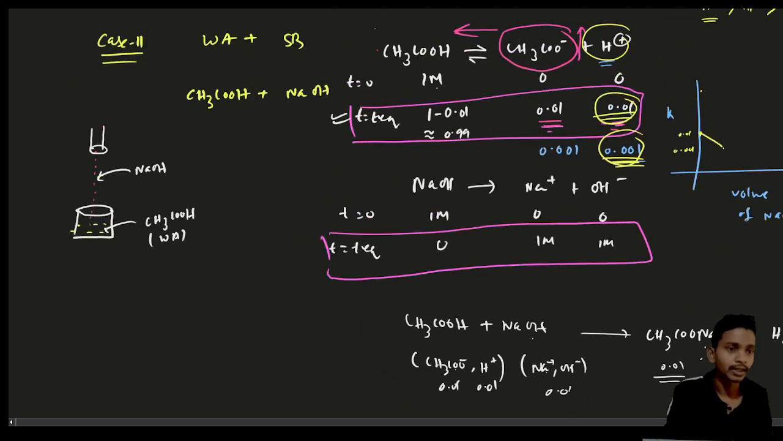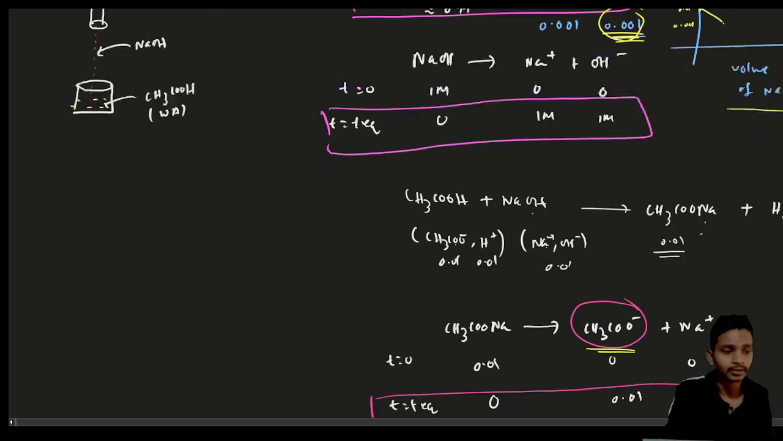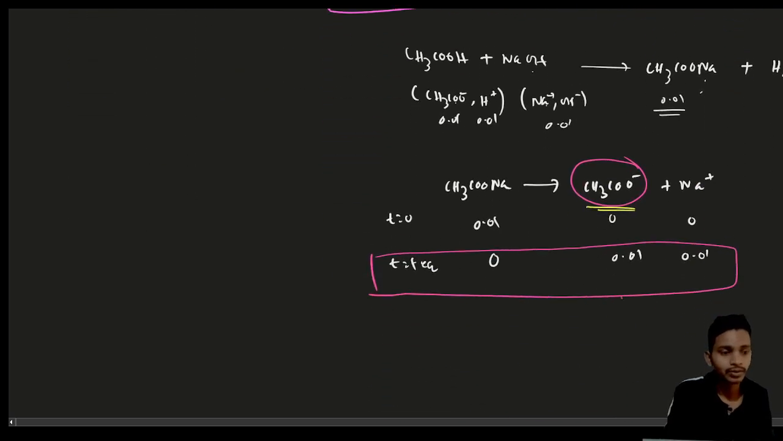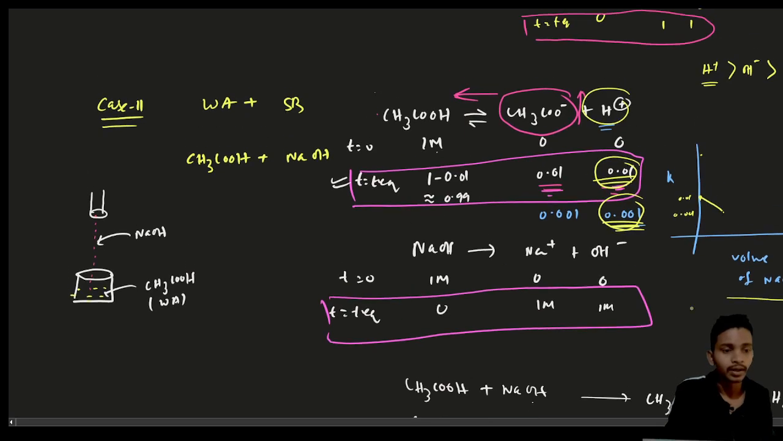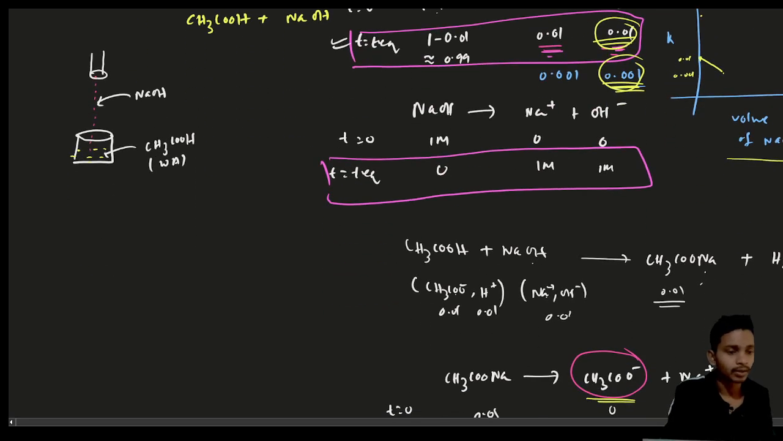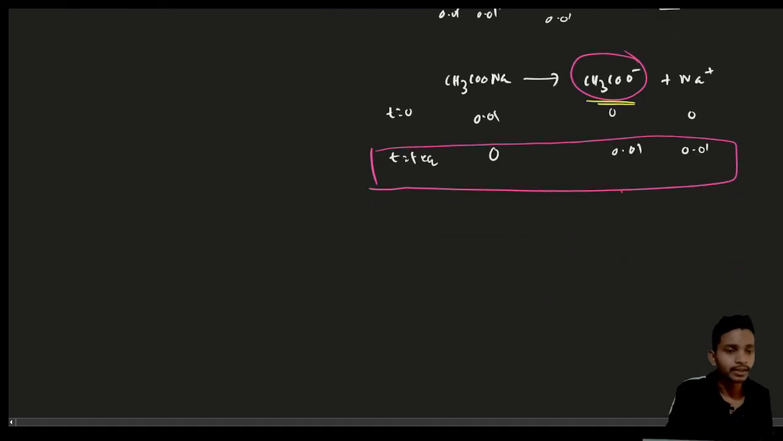I am continuously adding NaOH, the volume of NaOH increasing. So if I am adding NaOH continuously, what happens? NaOH is coming into the solution. Whenever this NaOH comes into the solution, it forms CH3COONa. This is a salt.